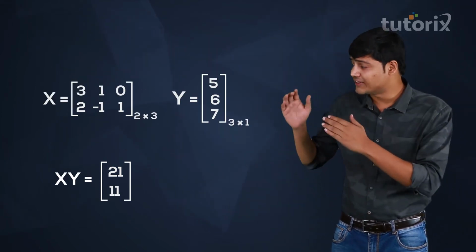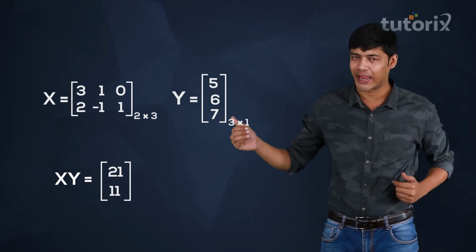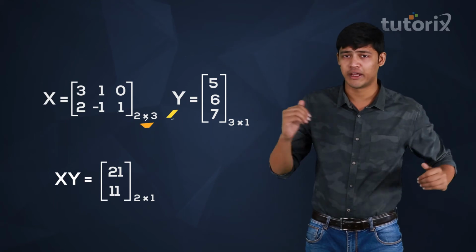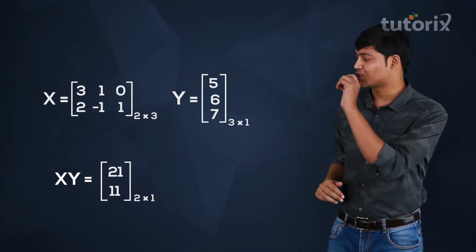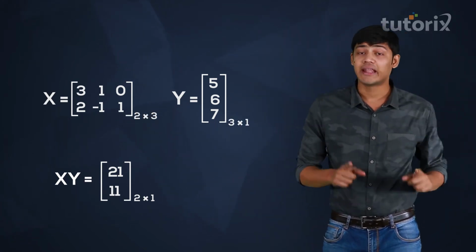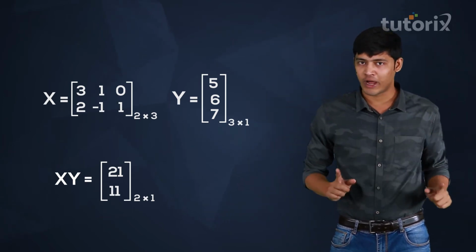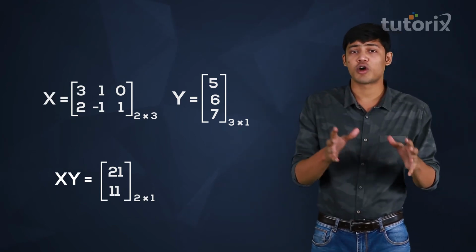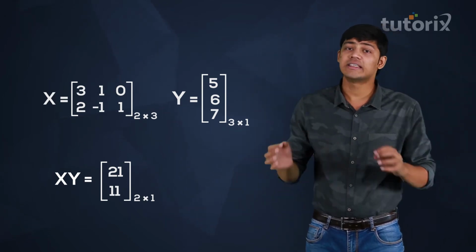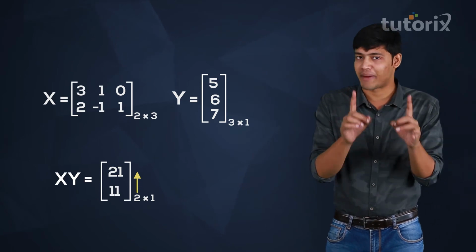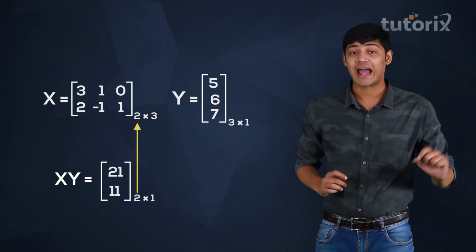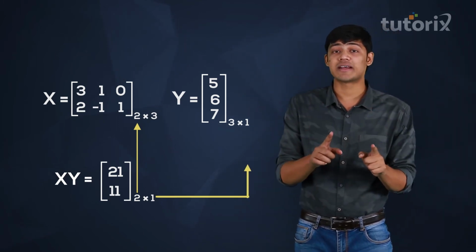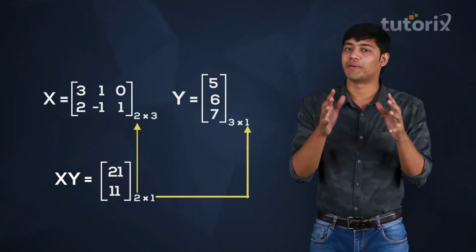And now let's make a small observation here. Observe the order of these three matrices X, Y and XY. The order of the matrix X is 2 by 3 and the order of the matrix Y is 3 by 1 and the order of the matrix XY is 2 by 1. Observe that the number of rows of the matrix XY is same as the number of rows of the matrix X and the number of columns of the matrix XY is same as the number of columns of the matrix Y.